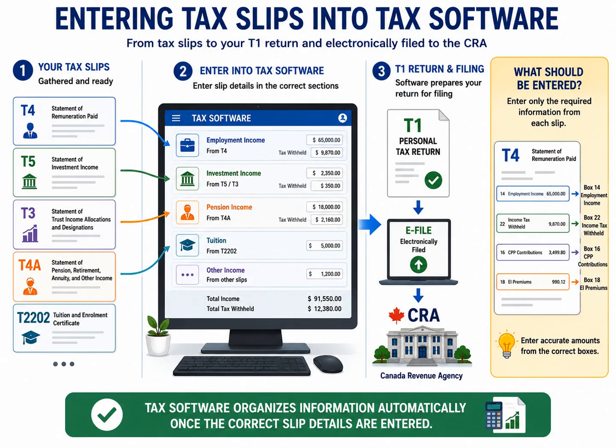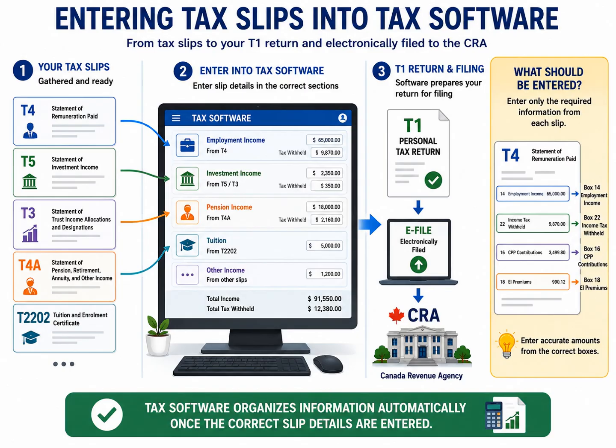As you enter each slip, the software automatically places the information into the correct section of your tax return. Employment income is recorded separately from investment income, pension income, tuition amounts, and other types of income. This organization happens automatically, provided the information is entered accurately. After all of your tax slips have been entered, the software combines the information to prepare your T1 personal tax return. It also calculates your total income, deductions, tax credits, taxes payable, and any refund or balance owing.